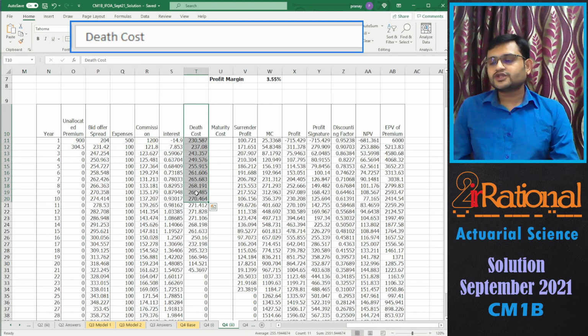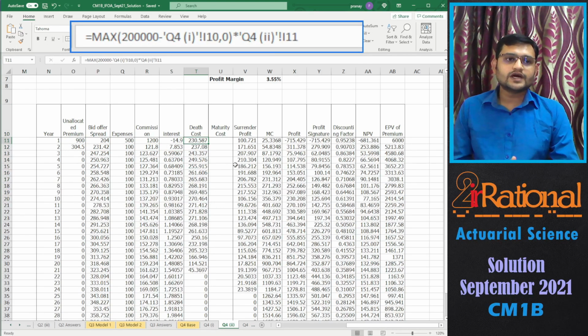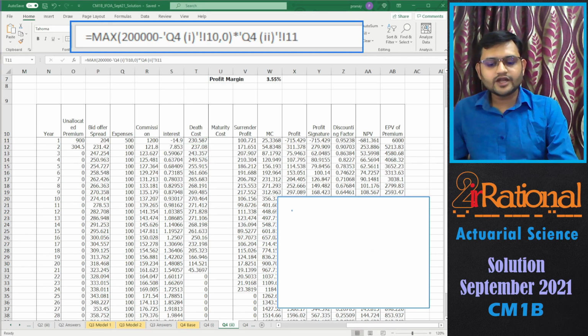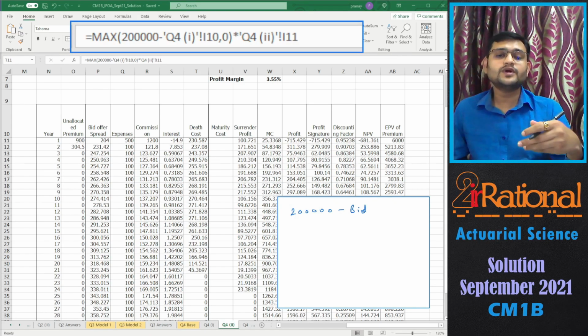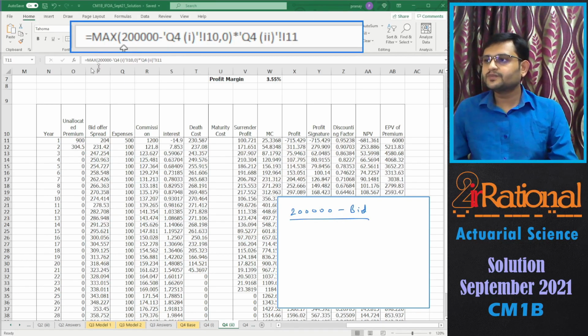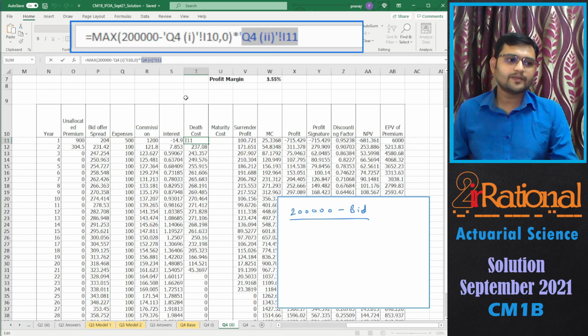Let's talk about the death cost. So death cost only occurs when the payment would be given on death. That would be our guaranteed payment. So guaranteed payment of 200,000 minus the bid value would be paid by us if the bid value was less than 200,000. So a simple formula would be nothing but we'll take the max of the 200,000 minus the bid value at that particular year or 0, multiplied by the probability of death, our dependent probability of death.